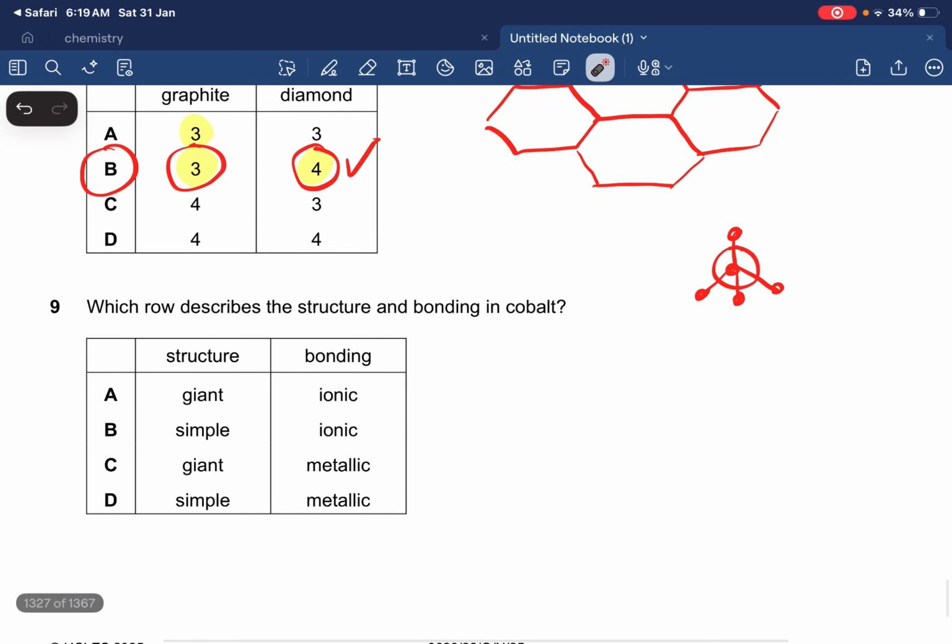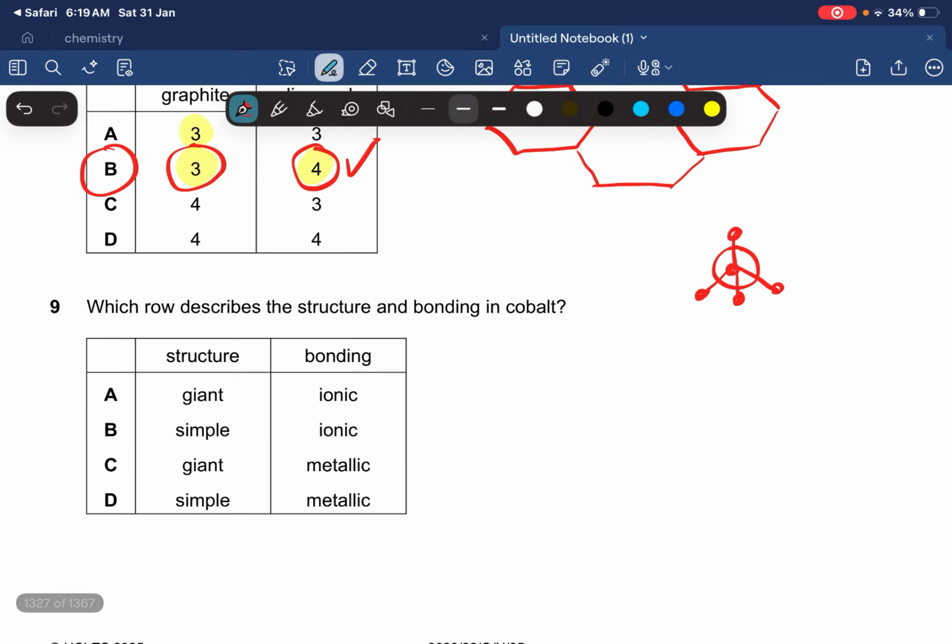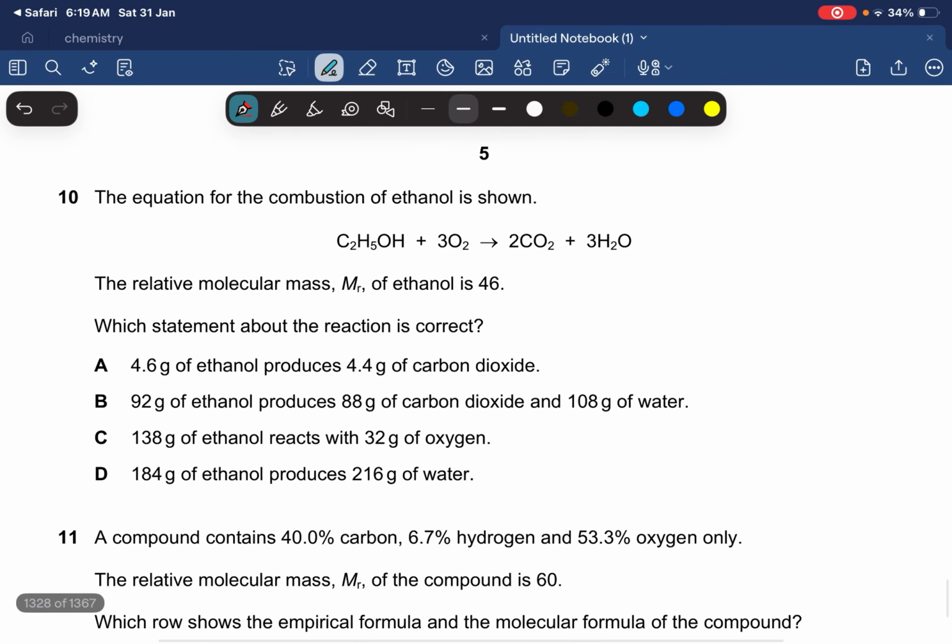Which would describe the structure and bonding in cobalt? Because it's a metal, and you know metals have giant structure, so it's going to be giant. And bonding is going to be metallic because it's a metal.